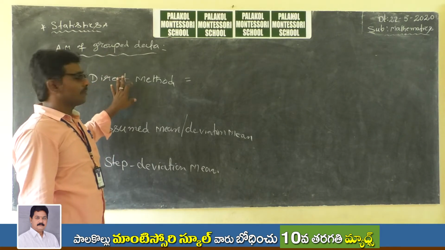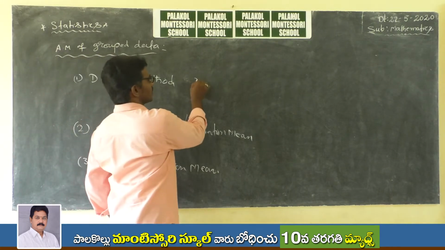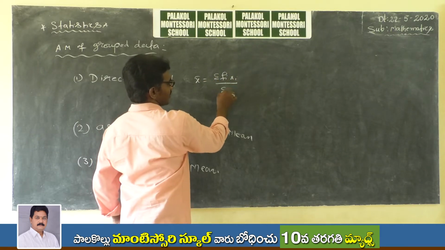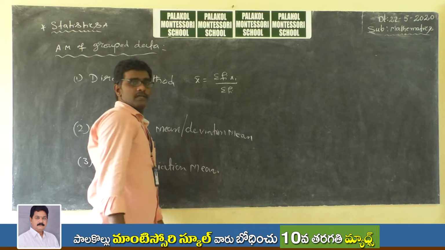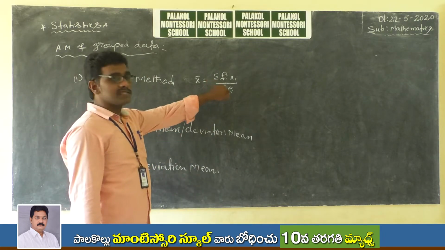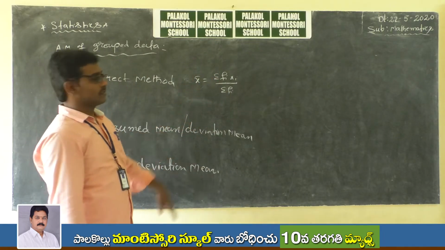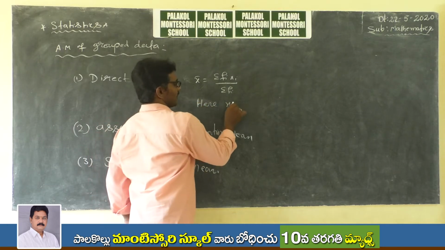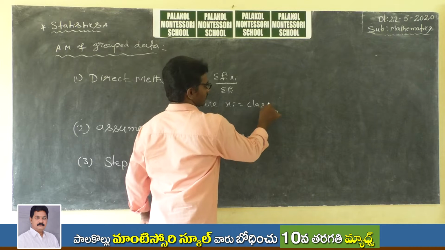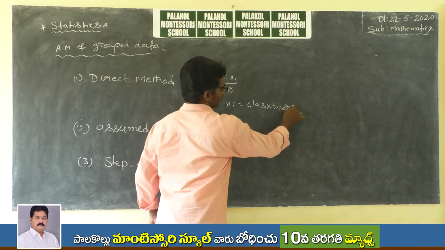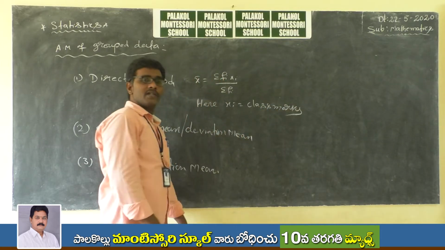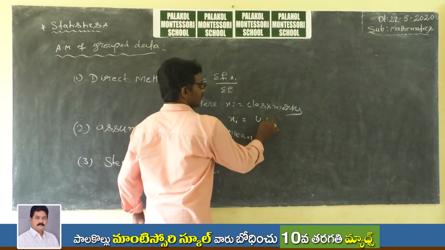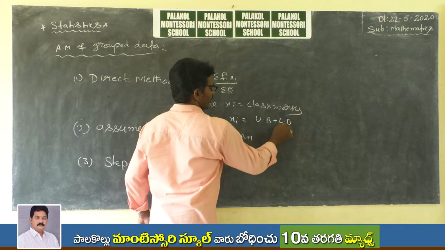The same formula is applied here: x bar is equal to sigma fi xi by sigma fi. But here xi means class mark. How to find the class mark? xi is equal to the average of the upper boundary and lower boundary.